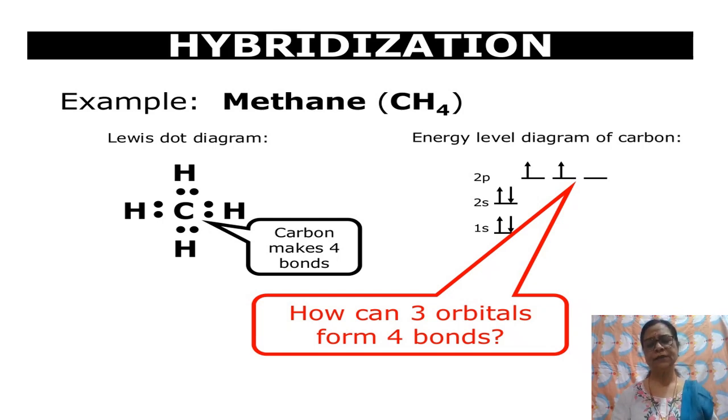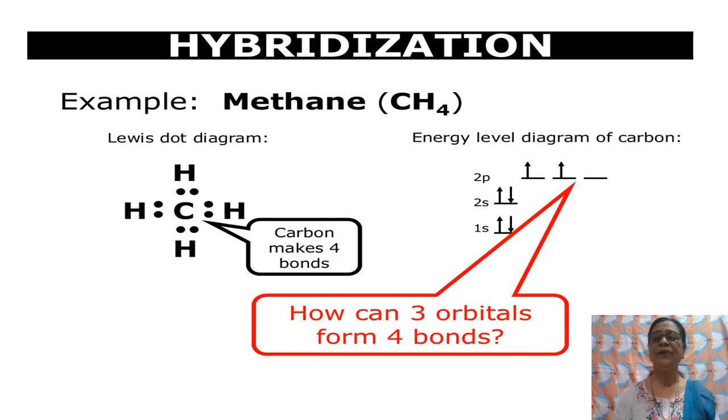This can be explained on the basis of promotion of the electron. Now what is promotion of the electron? When 4 hydrogen atoms come close to the single carbon atom, the energy of the carbon atom increases. This increase in energy is responsible for promotion of an electron from the 2s orbital to the vacant 2pz atomic orbital. So what happens now?